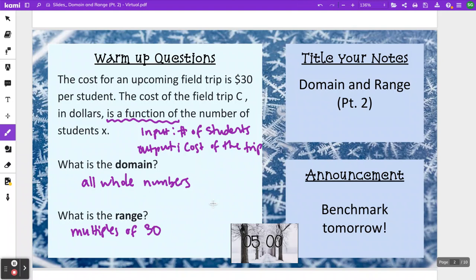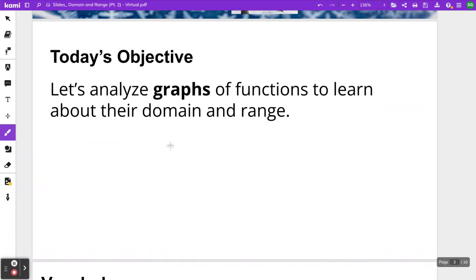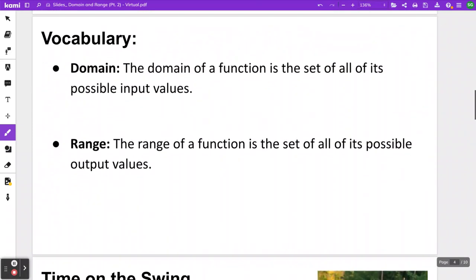This is where we had left off in part 1: given a situation like a story like this, can we identify domain and range? In part 2, our focus is going to be on graphs. So notice that the word graph there is bolded. The lesson that you're about to look at is all about analyzing graphs of functions to learn about their domain and range. The first thing I have is just a reminder from part 1, our definitions of domain and range.